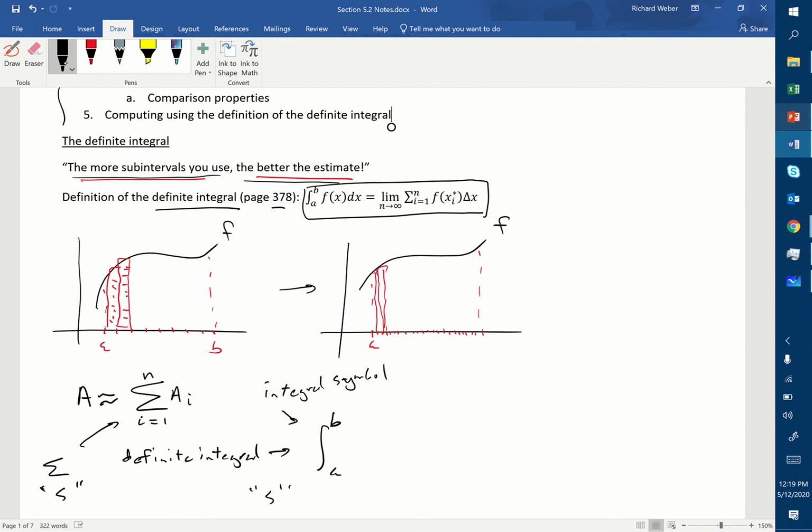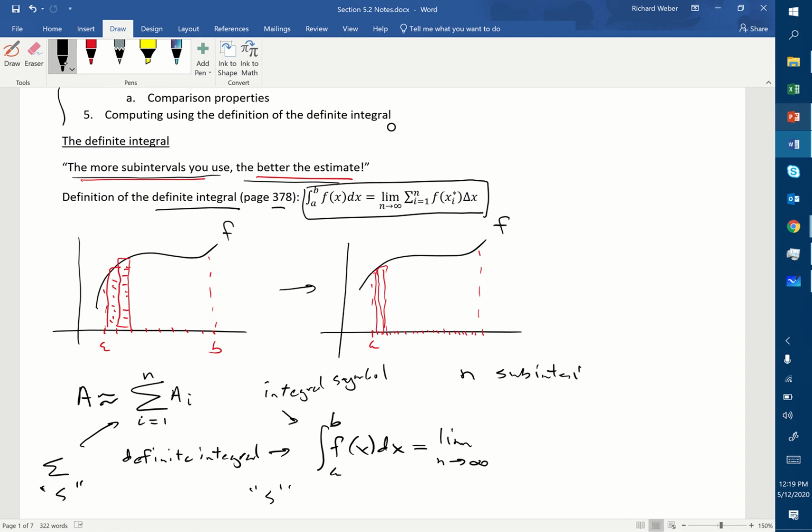And then in here, the notation continues. It says f of x dx. And we've seen dx before. We called that a differential in a previous chapter on differentiation. But here's the definition. If this limit exists, it's equal to the limit as n goes to infinity. What does n stand for? N subintervals. That's what it stands for.